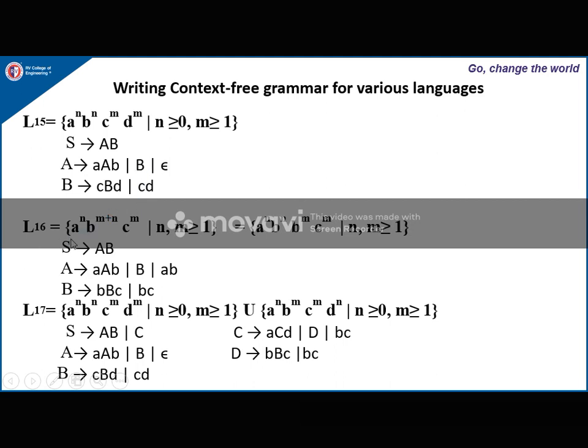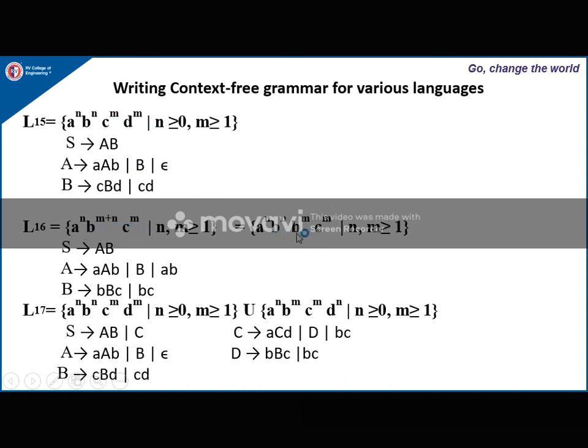Next language you can observe a^n b^(m+n) c^m. So this is nothing but, if I expand this b^m and b^n, n and m, so this is like your previous example, but the condition only changes here, both n and m are greater than or equal to 1. So instead of epsilon I write the minimum string as ab, the rest all will be the same, but previously it was c and d, now it is ab and bc.